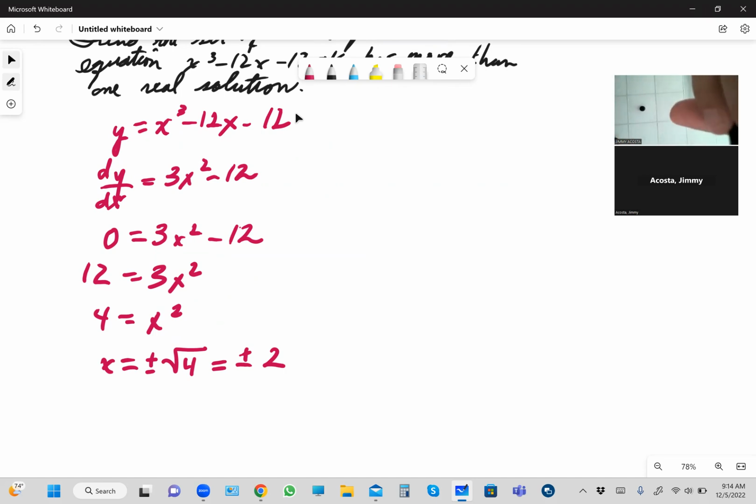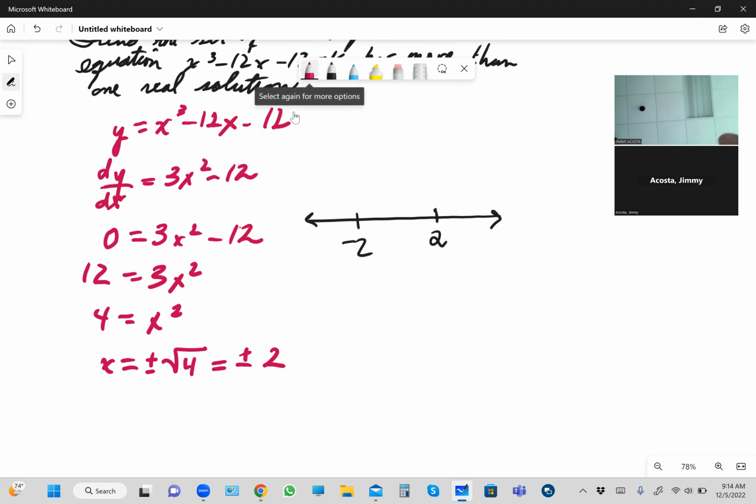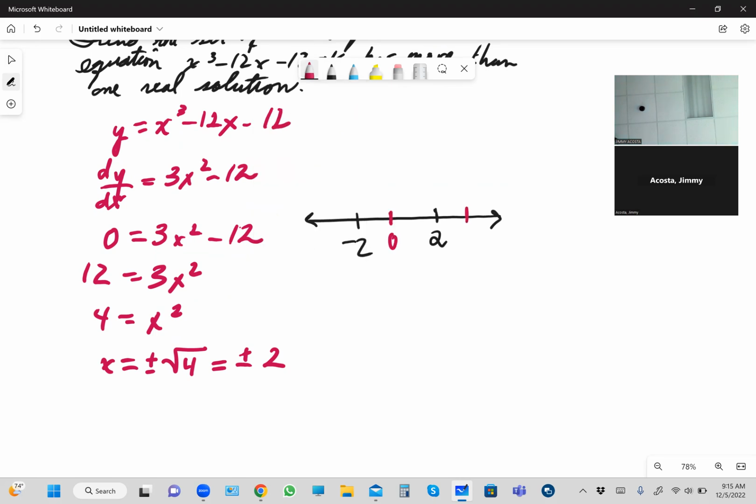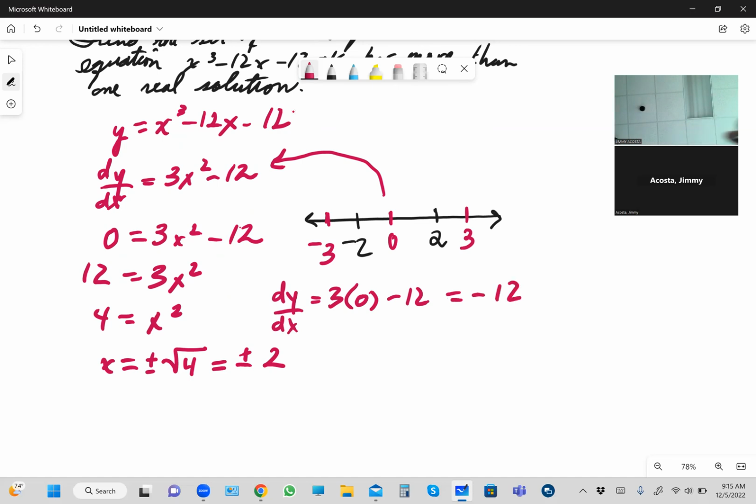So now, what do we do to figure out who's the max, who's the min? Yes, so let's do our little number line here. So here's our number line. And then we're going to put 2 and -2. These are suspected max or mins. These are stationary points. And now let's pick a number in the middle. What number do you want to pick in the middle to test? How about over here? And how about over here? Great. Now we're going to substitute these values into the derivative. So 3 times 0 squared minus 12 equals dy/dx. So this equals -12. So is that increasing or decreasing?